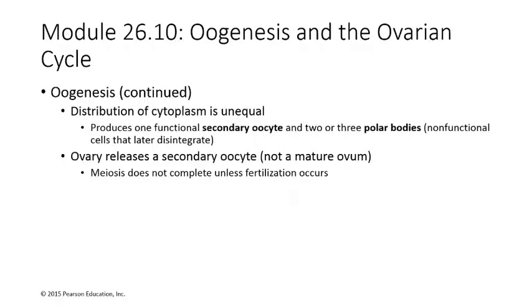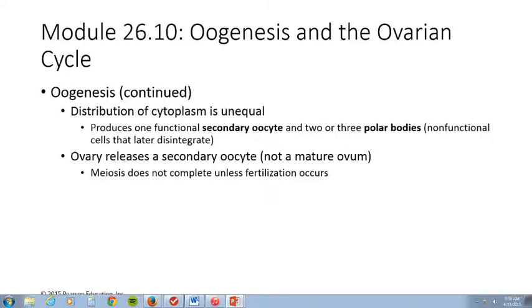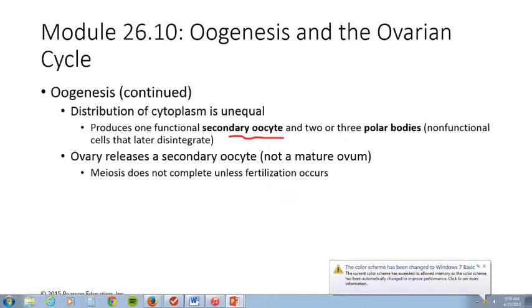Now, unlike in sperm production, when you think about spermatogenesis, one spermatogonium will result in four equally sized spermatids, which will then undergo spermiogenesis to become mature sperm. The distribution of the egg during oogenesis is quite different, in that when that first oogonium splits, eventually it's going to form one secondary functional oocyte.